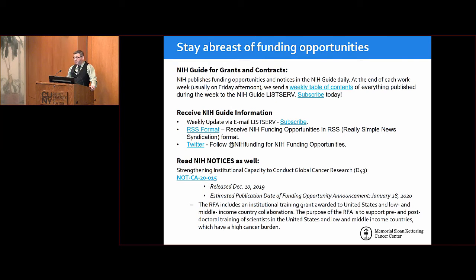Also at CUNY, you have a number of databases to search. You have Pivot and you have Grants Forward. And if you have questions about using those, just reach out to your grants office at your university and also reach out to the apps office.